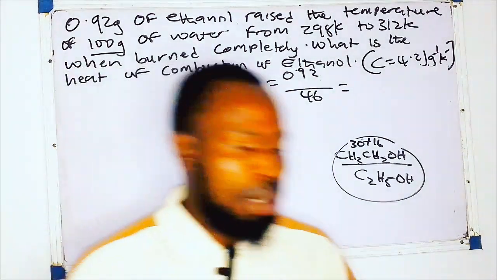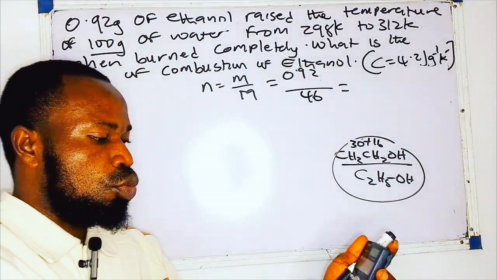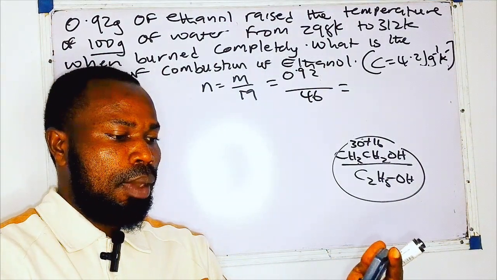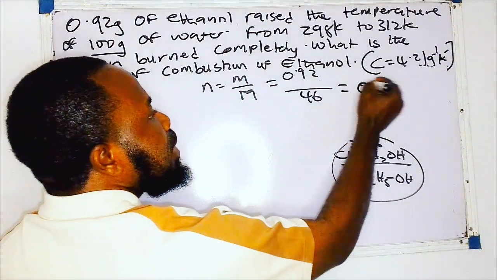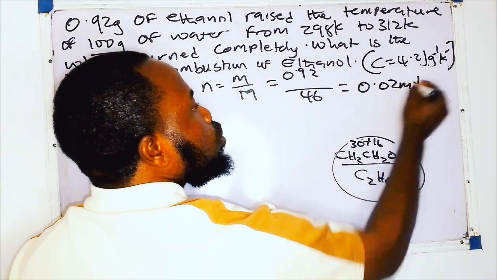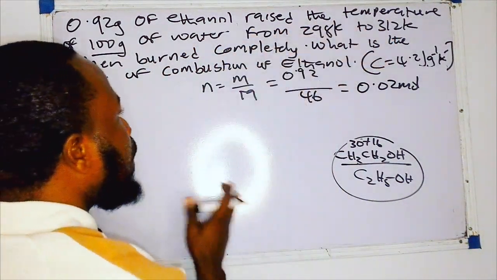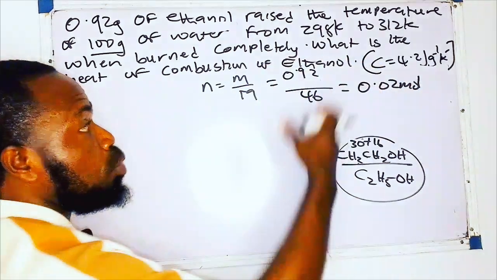Quickly, let me check my calculator. 0.92 divided by 46, and you are going to have 0.02. This is the moles of ethanol that produced this heat change. First of all, what's the heat of combustion that these 0.02 moles was able to generate?